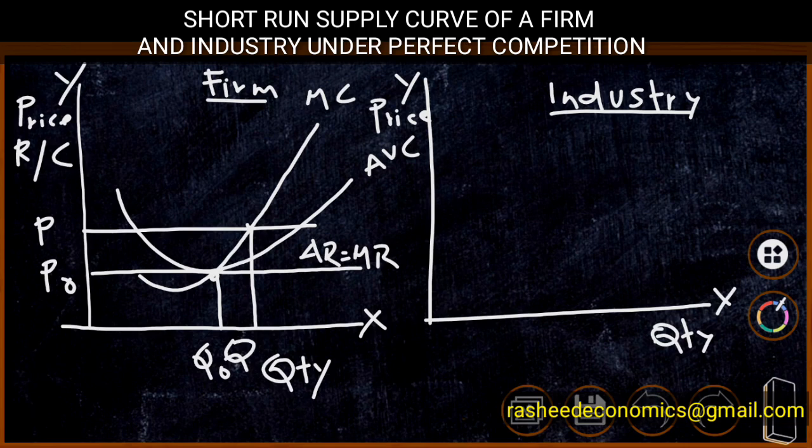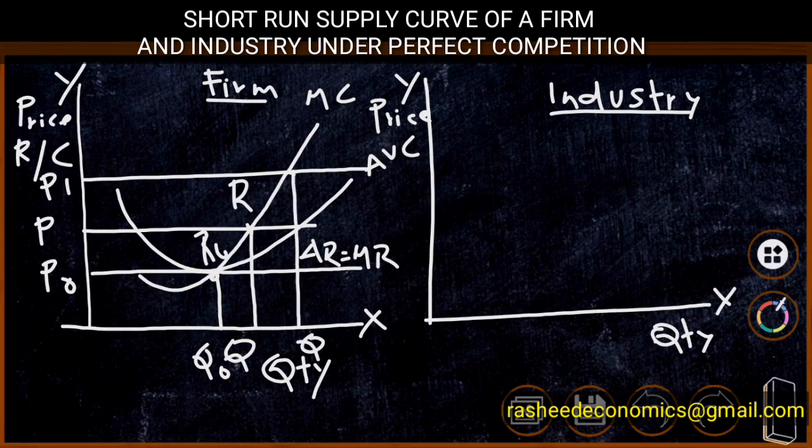Now we got two equilibrium points, point R and point R0. Now suppose the price of the commodity is increasing to P1, there will be a new equilibrium point where MC is equal to MR at a higher stage, and that point is identified. Corresponding equilibrium quantity is identified as OQ1. Now we got three prices: OP0 price, OP price and OP1 price.